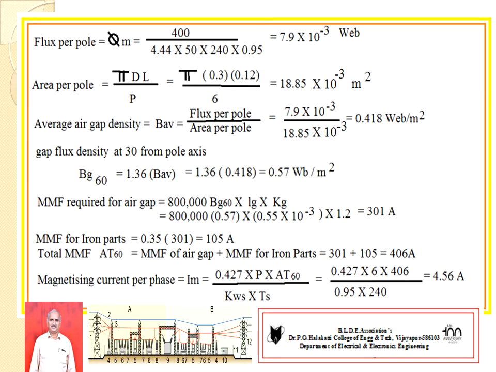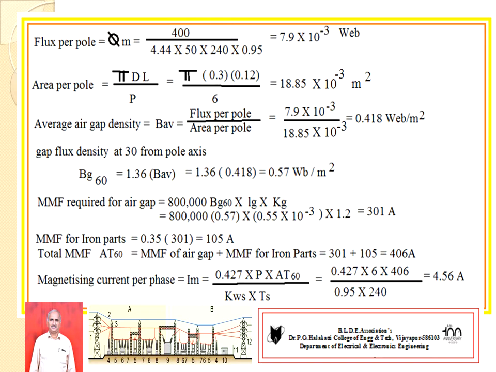Then flux per pole, by using the EP expression, calculate flux per pole. EP equals 4.44 F phi m into TP. By using this equation, EP equals 4.44 F phi m TP into KWS. So you have to substitute the values.